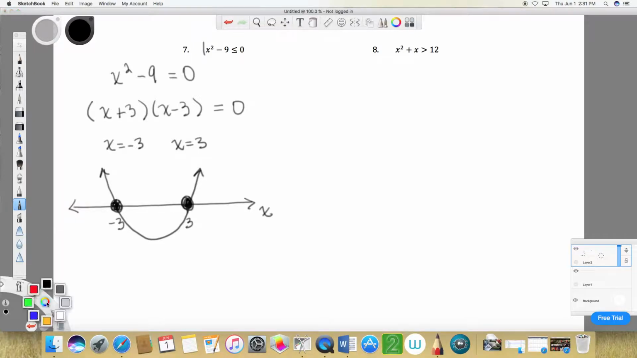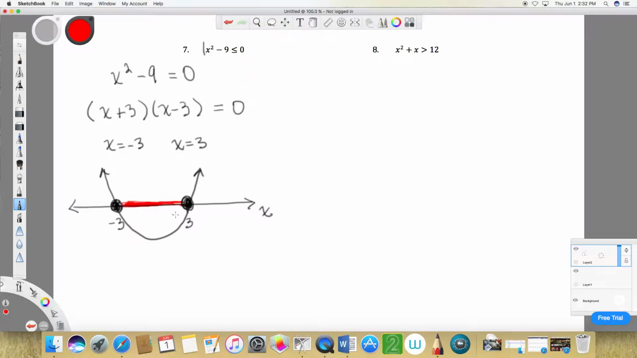Pick any point that is between these two values. An easy point to pick as a test point is 0. If you plug in 0, 0 squared is 0, and 0 minus 9 is negative 9. And negative numbers are clearly less than or equal to 0. That satisfies the inequality. If you picked a point bigger than 3, like 4, 4 squared is 16, and 16 minus 9 is 7, and 7 is not less than 0.